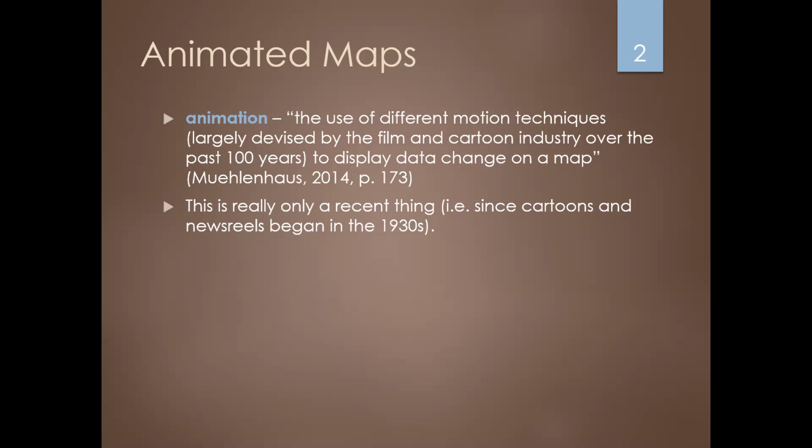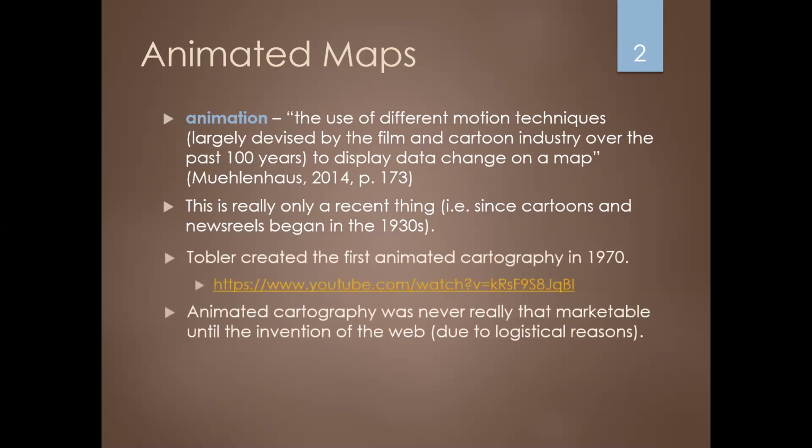Animation is actually a new thing. It began in the 1930s, so it's less than 100 years old. And Professor Tobler created the first animated cartography in 1970. I'm not sure if you remember, I mentioned him in the first lecture of this class. He was the person who proposed the first law of geography, right? So here is a YouTube link showing you his work, his animated cartography.